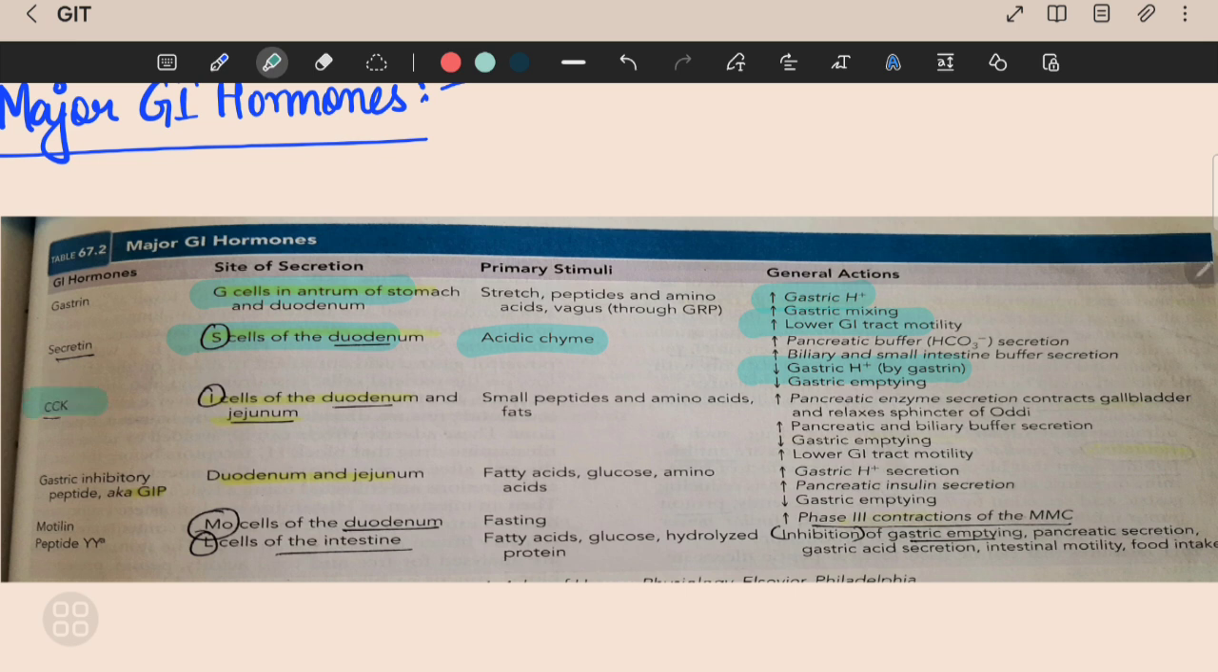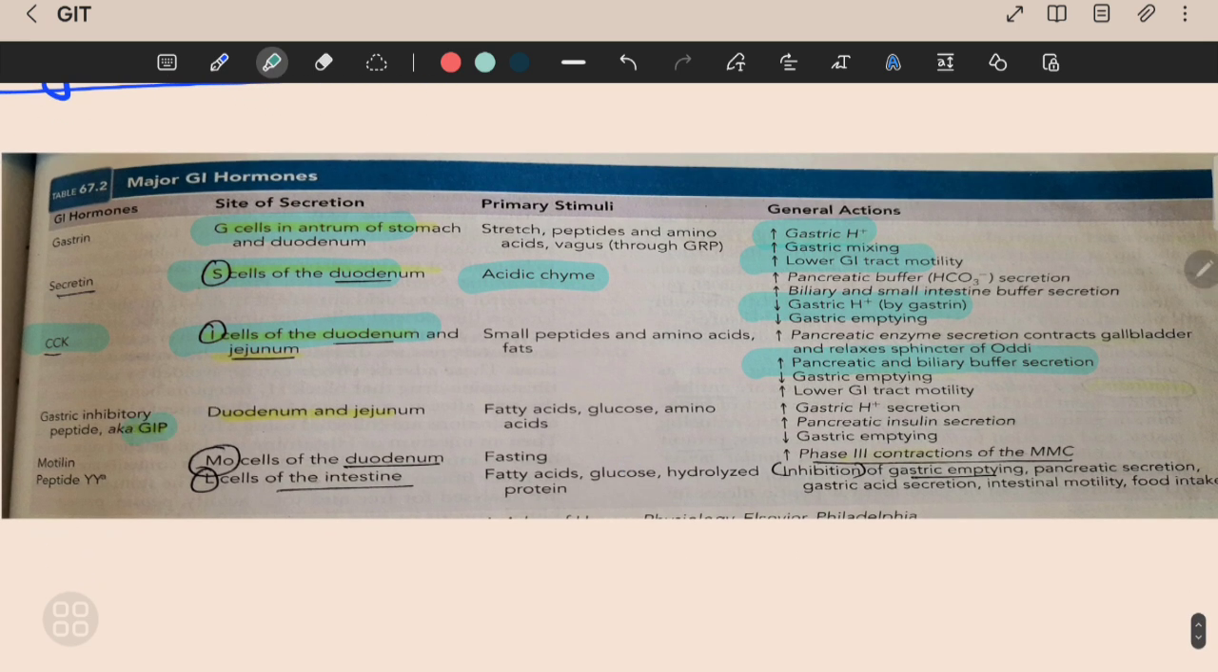Now CCK, also called CCK-PZ, cholecystokinin-pancreozymin, from the I cells of the duodenum and jejunum, mainly acts on small peptides, amino acids and fats. It also increases pancreatic and biliary buffer secretion. Just remember some main functions. Talking about the gastric inhibitory peptide, also called GIP, it is mainly produced from the duodenum and jejunum, causes an increase in insulin secretion, and delays gastric emptying.